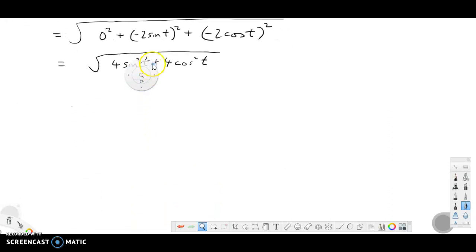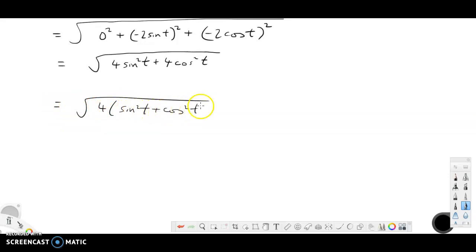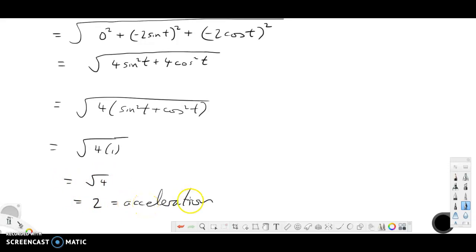So we're going to sub out the 4, and we get root 4 times sine squared t plus cos squared t. And we saw earlier that this equals 1, so that's root 4 times 1, which is root 4, and the square root of 4 is 2. So this is our acceleration, the magnitude of our acceleration.